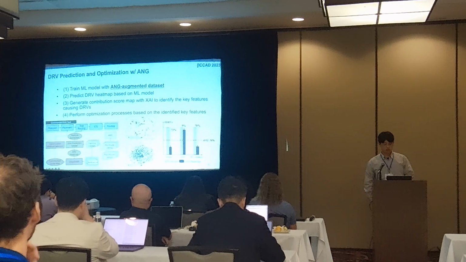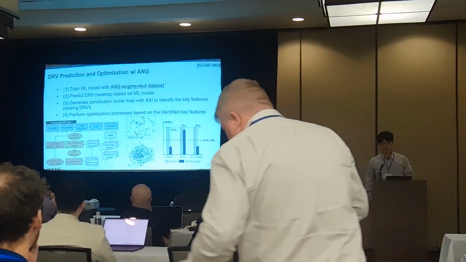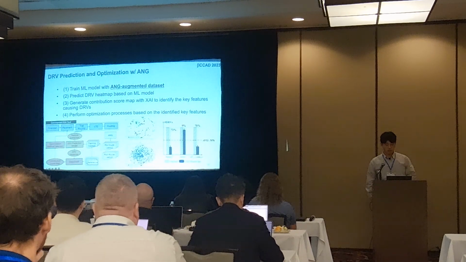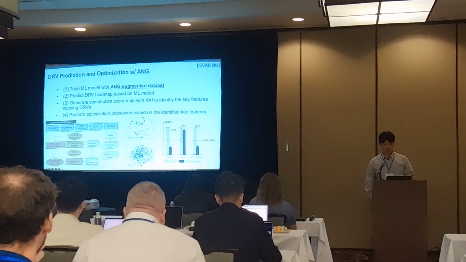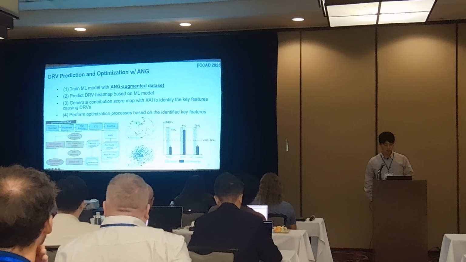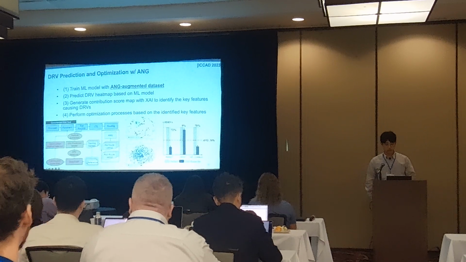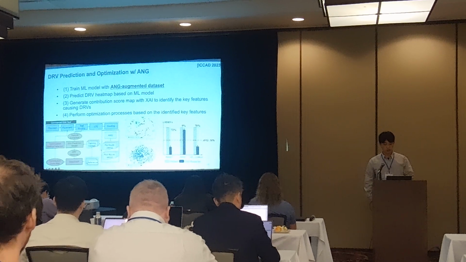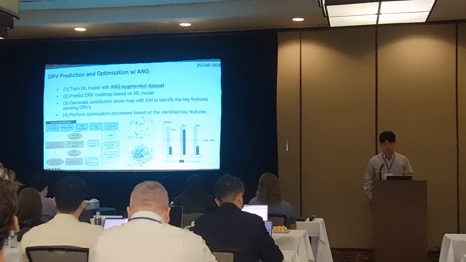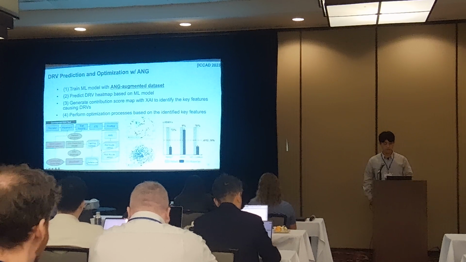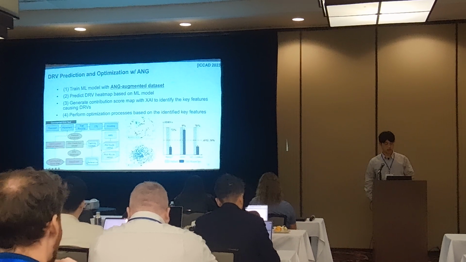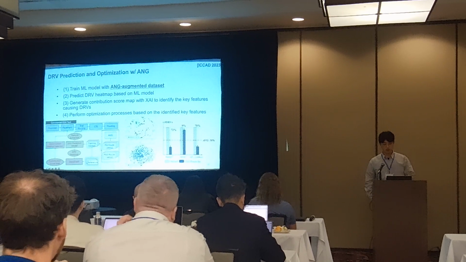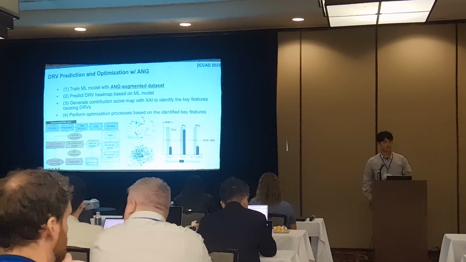These slides illustrate how ANG can be used for DRB optimization flow. First, we train an ML model using an ANG augmented dataset. Second, we use the model to predict DRB heat map. Next, we generate a contribution score map using X-Level AI to identify key features responsible for DRBs. Finally, we apply optimization techniques based on these identified key features.